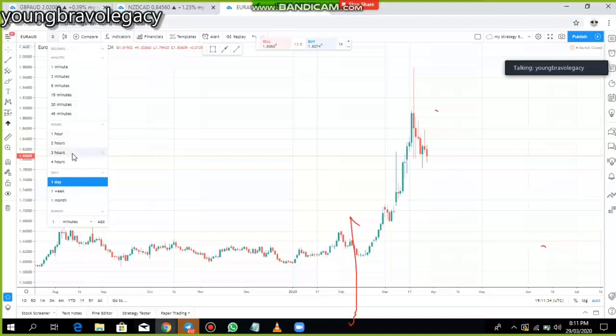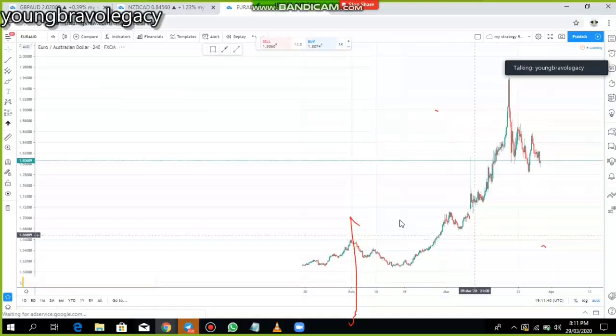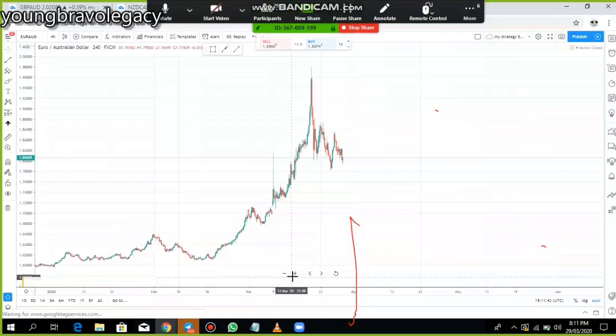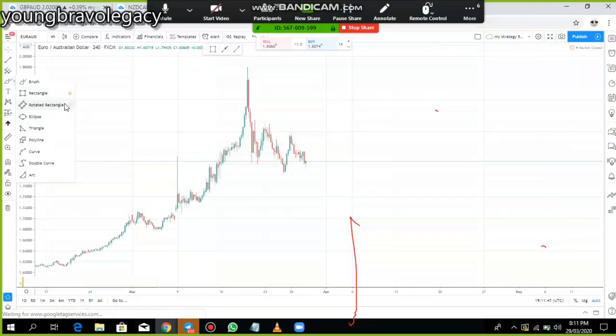So let's just go to the 4 hours. Let's see what the market is interpreting. Wow, okay, this is the 4 hours time frame. Let's just mark the crazy regions there.